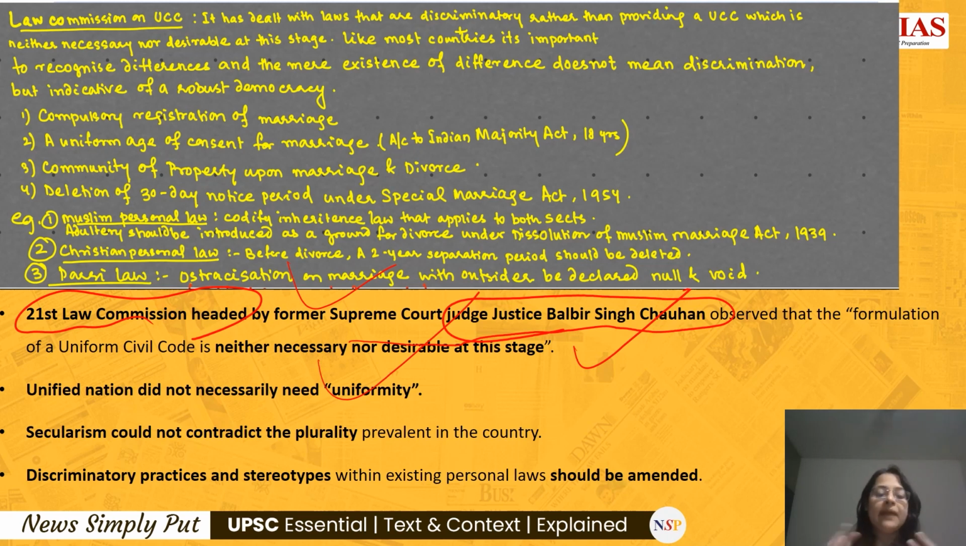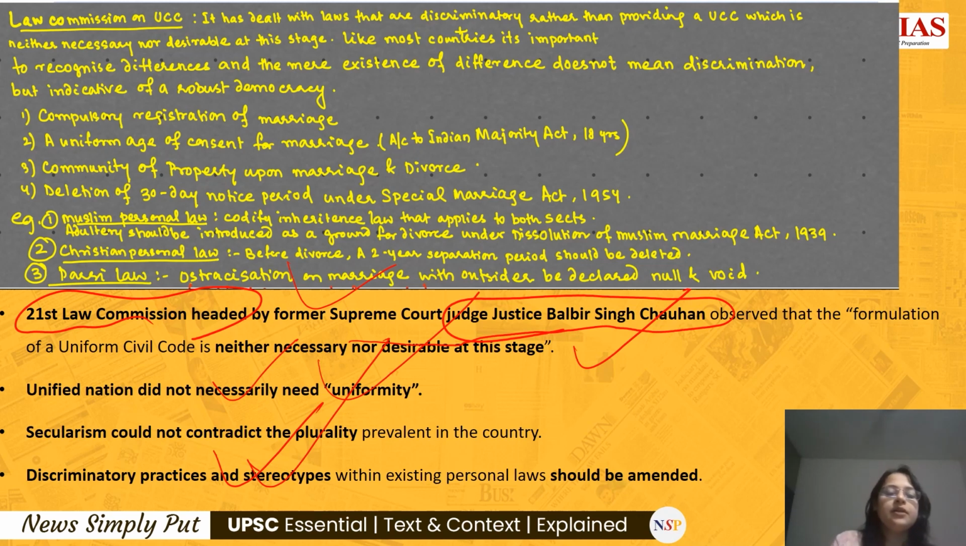But we should be making efforts towards preventing or eliminating the discriminatory practices and stereotypes within the existing personal laws through amendments. Like most of the countries, it is important to understand and recognize the differences. And the mere existence of difference does not mean discrimination, but is indicative of a robust democracy. So here it is regarding the plurality, the diversity of a country like India. But we should be eliminating the discriminatory practices. That is why it is said that a unified nation does not necessarily need uniformity. We did not need uniformity of laws in order to bring a unified nation. For a unified nation, we need to eliminate the discriminatory practices. We need to eliminate the stereotypes.